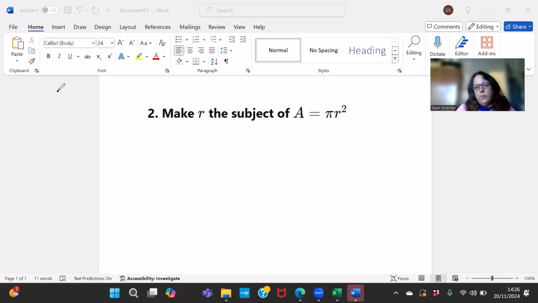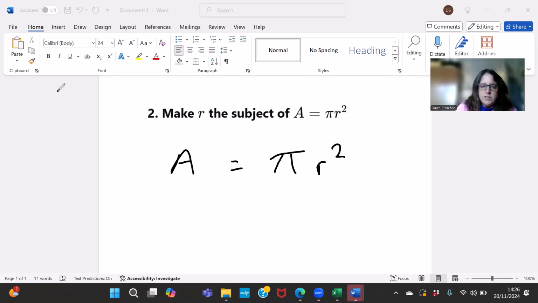Okay, so for this one, what we need to do is just have the R on one side. We need to remove everything else. It looks slightly trickier, but to be honest, it's not much trickier than the first one was. So once again, we've got A equals pi times the radius squared, which is the area of a circle.